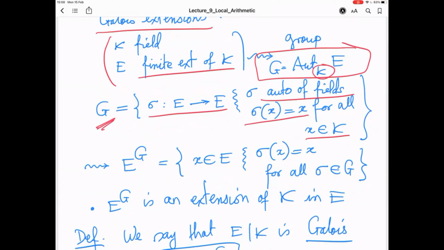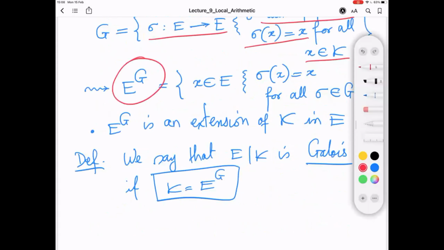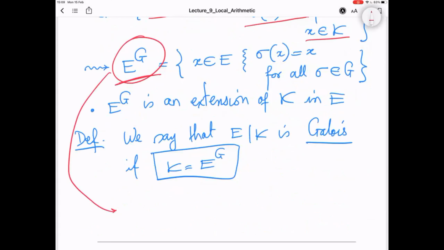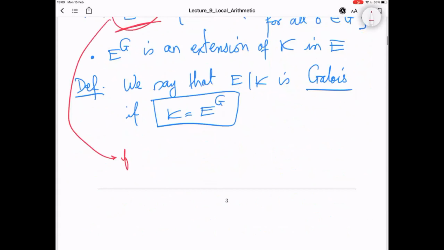There's no surprise here, except that it turns out to be a very important group in this theory. So one can look at the fixed field of G. You have defined G to be the group of all K-automorphisms of E, and then E^G, this is not the power, E to the G, it's called the fixed field.